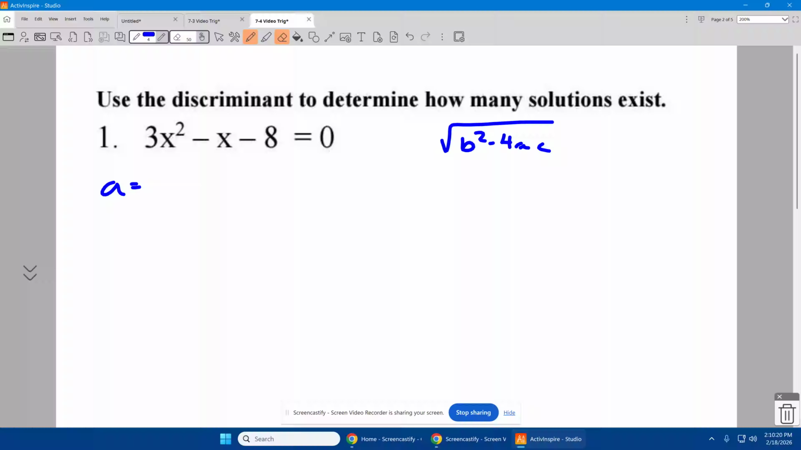Remember, a is this piece, so a is 3. B is what's in front of x, that's -1. And c is the piece right there, -8. So we have (-1) squared. This right here, (-1) squared. What's (-1) squared? That's 1 minus 4 times 3 times -8.